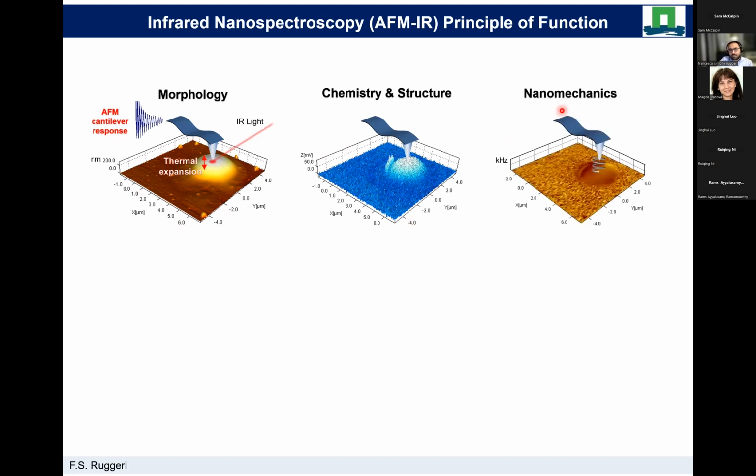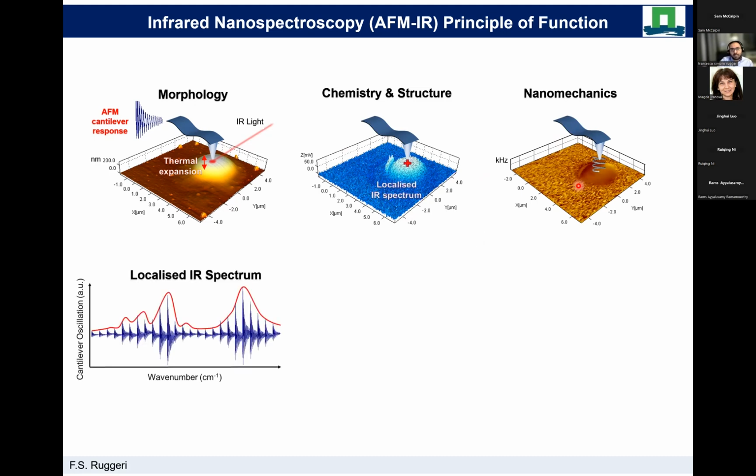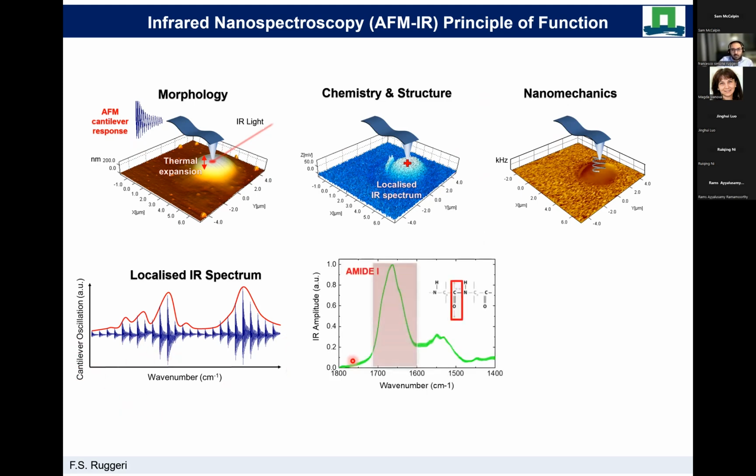And in the same way, as I showed you before, we can have mechanical maps. Then I can stop at a specific position on my aggregate. I can record this cantilever response as a function of the wave number, and this will give me an IR spectrum, but now at the nanoscale with 10 nanometer spatial resolution, as I will show you. And in particular, by looking at amide band 1 of protein and protein aggregates, it's possible to determine their structure, as I will show you in the next slides.